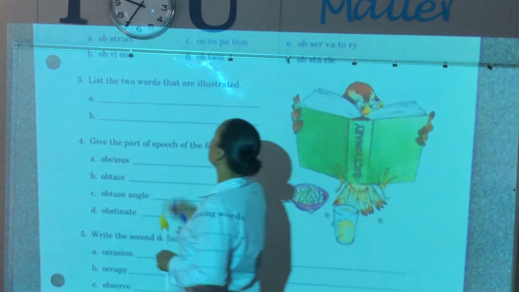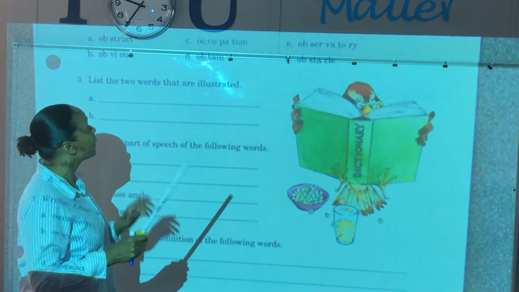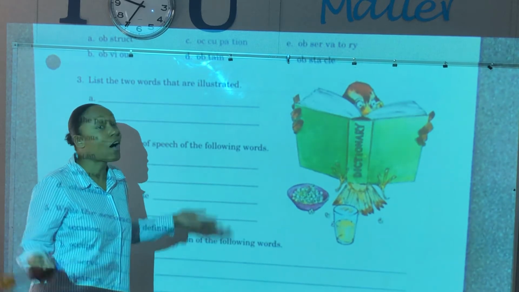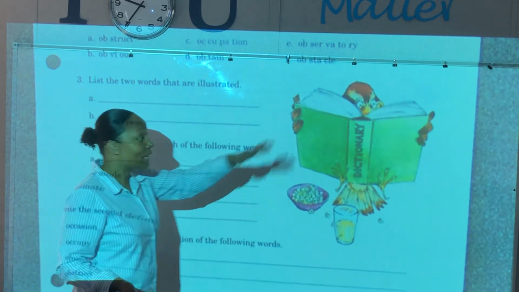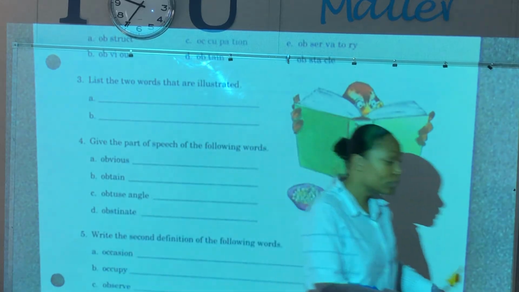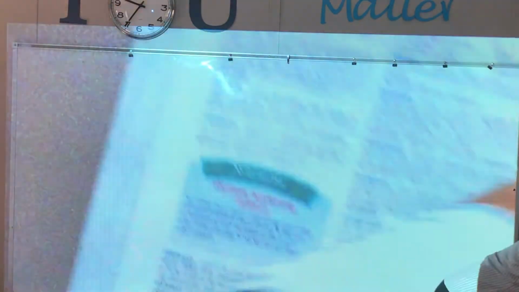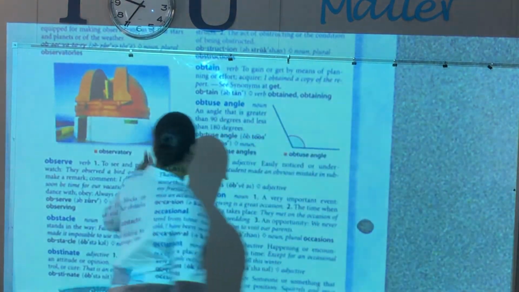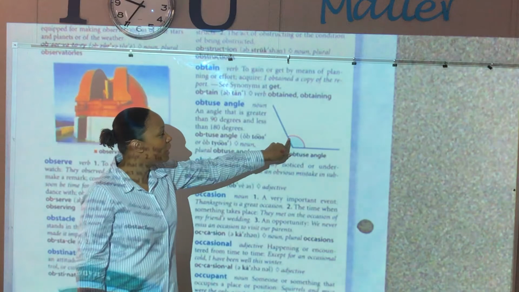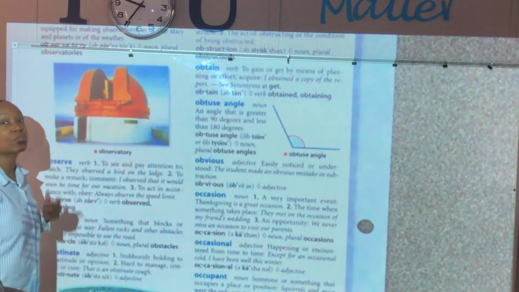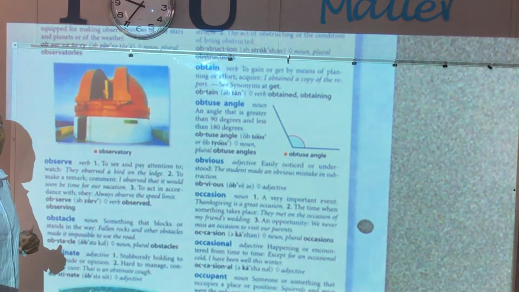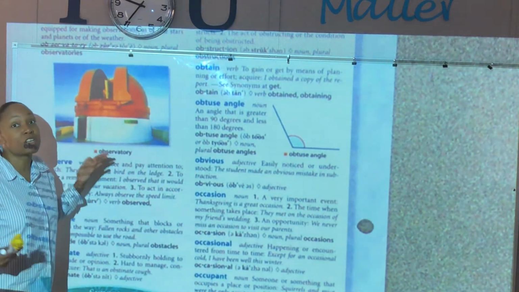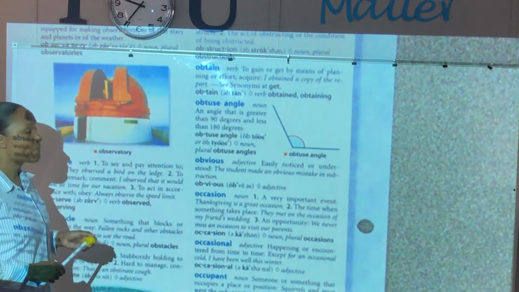Number 3 is asking you to list two words that are illustrated. An illustration is basically a picture. Okay, obviously it will be easy to distinguish. There are only 2 pictures on the page, so there's one picture here and another picture there. You simply need to find which word each picture is associated with, and there you have your answers. So in this particular case, it would be observatory, would be one of them.